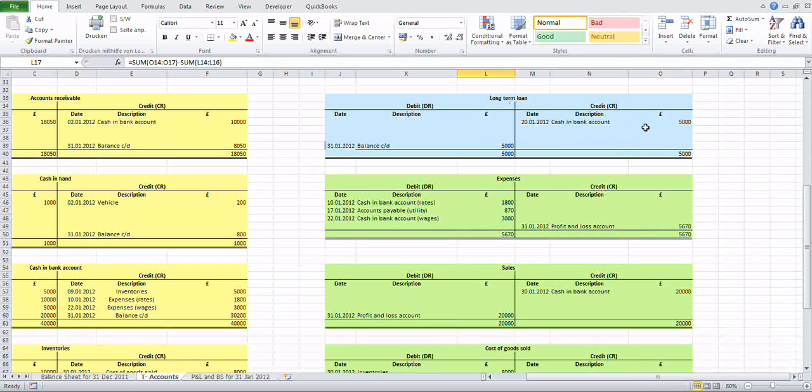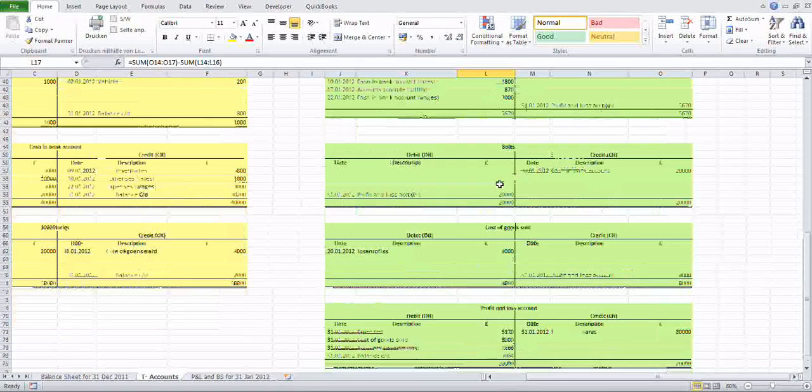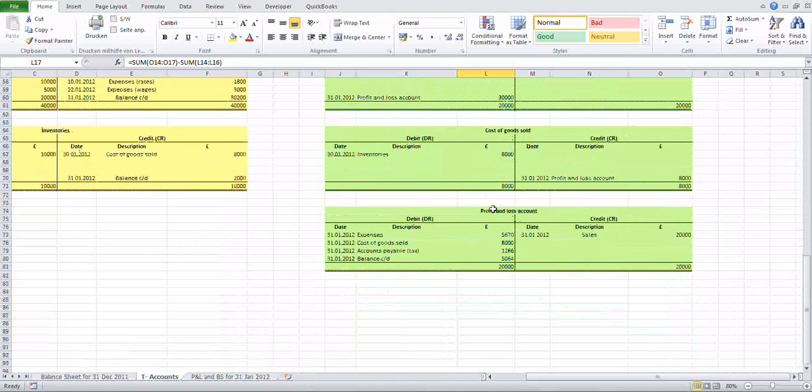For the long-term loan, we've taken up that loan in our transaction. This was, if you remember, transaction number 6. And this goes against the balance sheet as a long-term loan in bank cash in bank account. The expenses, the sales, cost of goods sold, and profit and loss account, we've closed together.